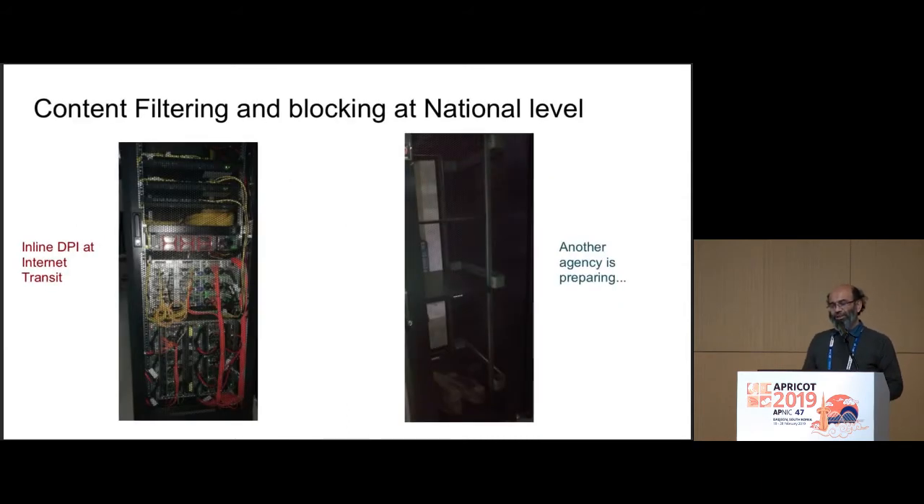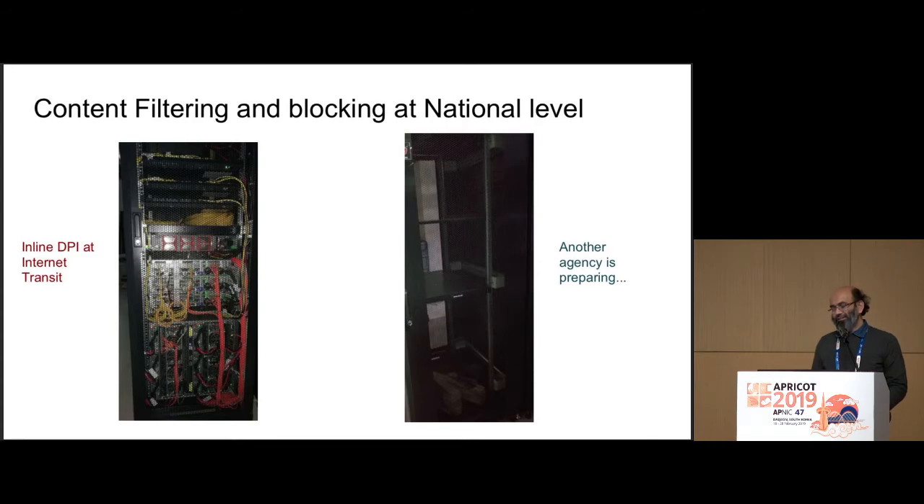If you look at the picture, it is an inline DPI at the internet transit in a South Asian country. Almost every ISP has a similar box from the government. And for some, the equipment is much bigger than the equipment they have for providing internet service to their community, and all the traffic is going through it. And the MTS rack is basically by another government agency. They are also putting similar equipment in to monitor and filter content.